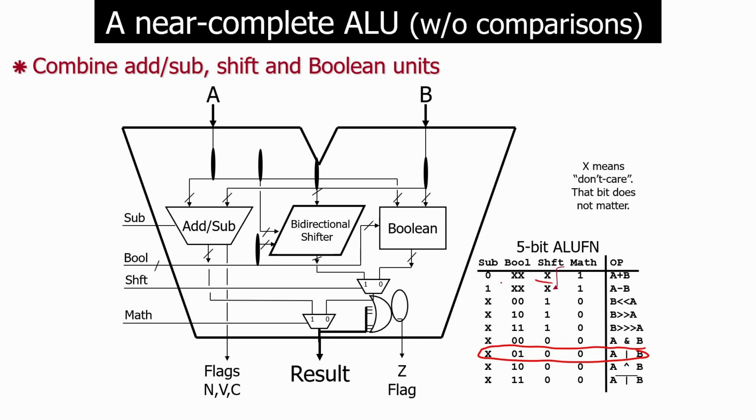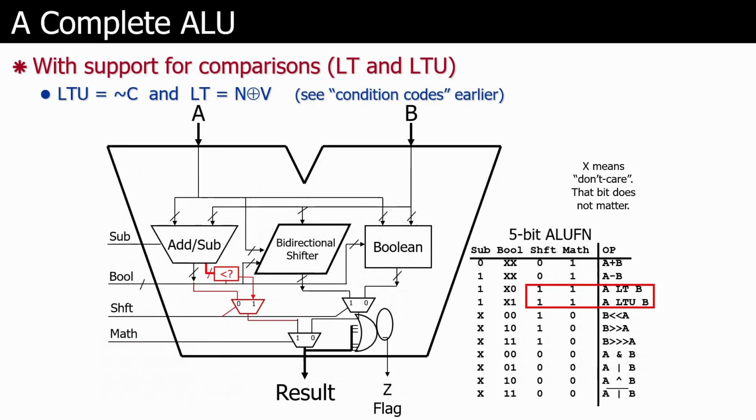So these bits where it doesn't matter what value they are because you don't use them are called don't care bits. You can send anything into them and it won't affect the result. And we have just one modification of this, and this is a complete ALU. It makes use of the flag results, and it lets us do our less than and our less than unsigned instructions, basically by doing these operations, and that gives us support for branches within our ALU. And that's it on the ALU.